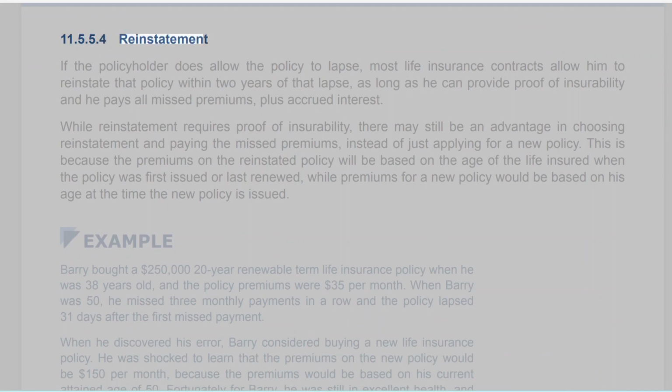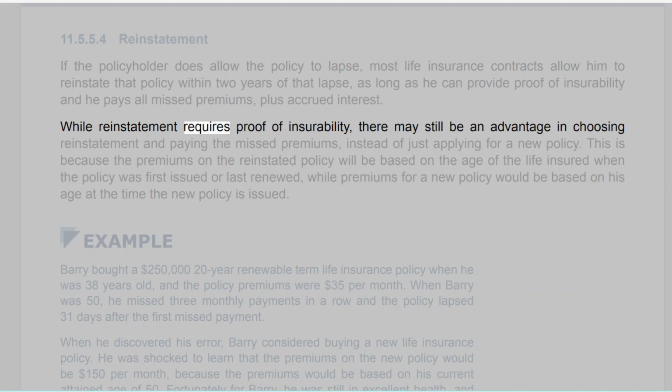11.5.5.4 Reinstatement. If the policyholder does allow the policy to lapse, most life insurance contracts allow him to reinstate that policy within 2 years of that lapse, as long as he can provide proof of insurability and he pays all missed premiums, plus accrued interest.